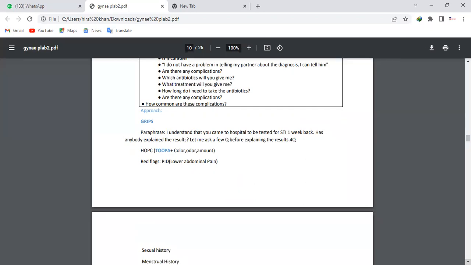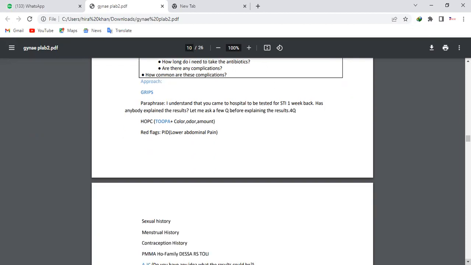All right, so then ask questions like, what kind of symptoms were you having? For how long have you been having these symptoms? Anything that has made it worse? What was the color of it? What was the odor of it? What was the amount of it? And then about the red flags, like, have you had any lower abdominal pain, any nausea? Have you noticed any blood coming out of the vagina?